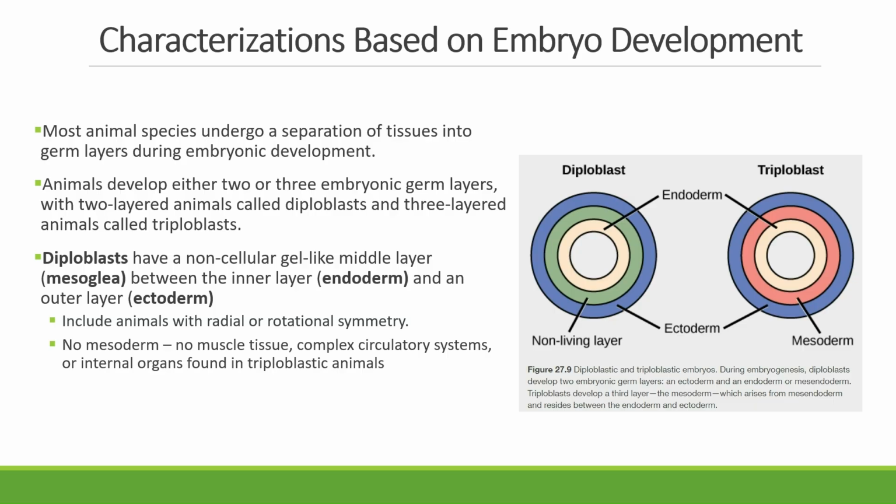This body plan is typical of animals that show radial, biradial, or rotational symmetry. Because there is no mesoderm, cnidarians cannot form the complex muscles, circulatory systems, or internal organs we see in the triploblastic animals later. Yet the two layers they do have are enough to create functional tissues that allow them to feed, move, and sense their surroundings far more effectively than sponges can.